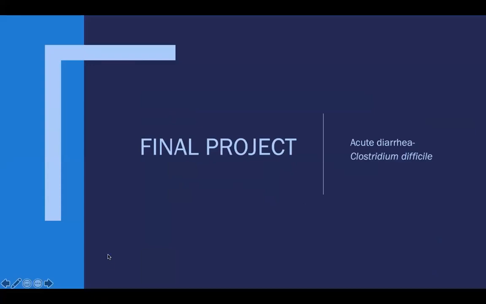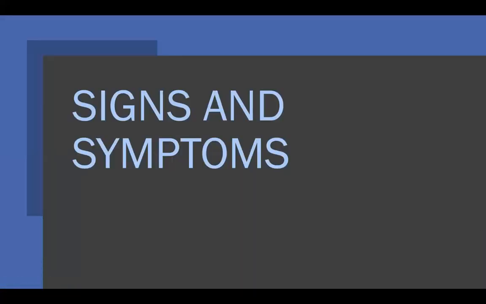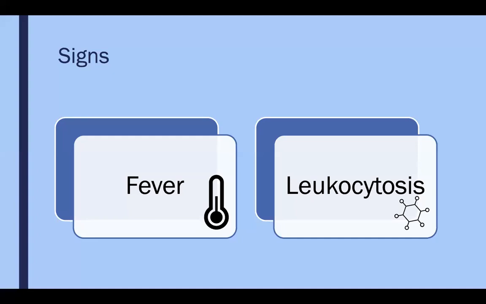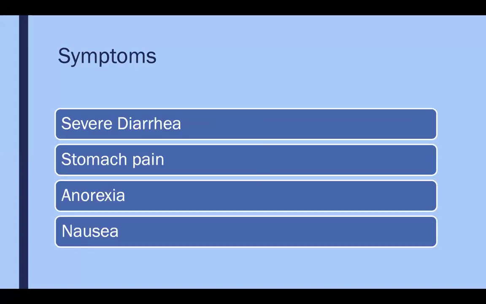Okay, so this is my final project on acute diarrhea caused by Clostridium difficile. So the signs and symptoms. Signs are going to be fever and leukocytosis. Symptoms are going to be severe diarrhea, stomach pain, anorexia, and nausea.